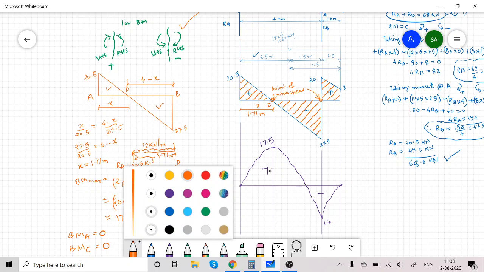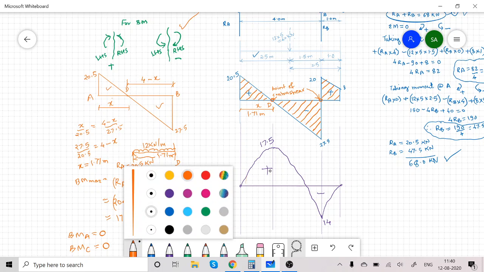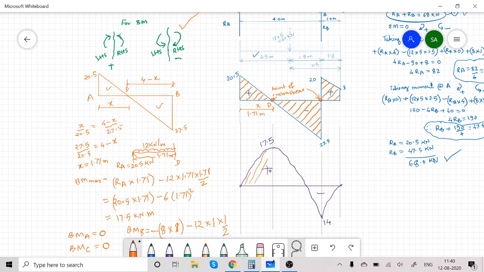Let us do some shading work. Just remember, this is a parabola curve. In the bending moment diagram, we get a curve. Write down here BMD. Unit is kilonewton meter. Right, and for the shear force diagram, its name is SFD. Unit is kilonewton.